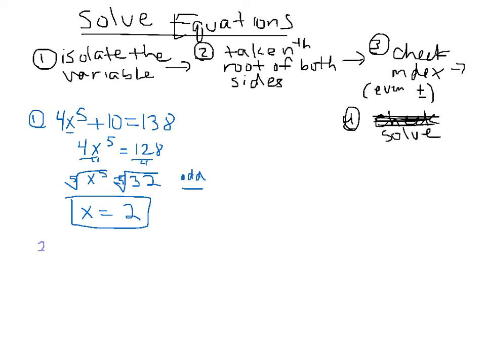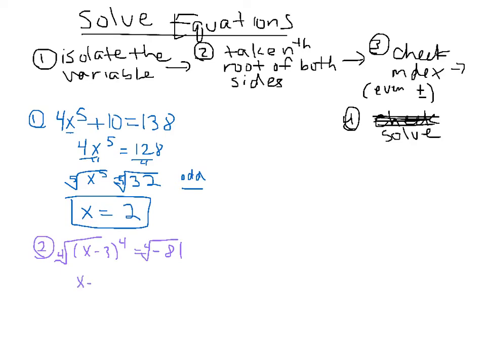We've got x minus 3 to the 4th equals negative 81. Right now we have x minus 3 to the 4th power. I can't move that 3 because it's locked in with the 4th power. So we're going to take the 4th root of both sides.